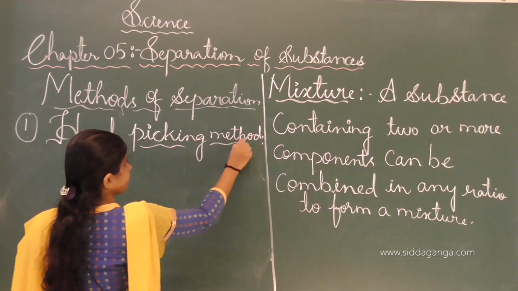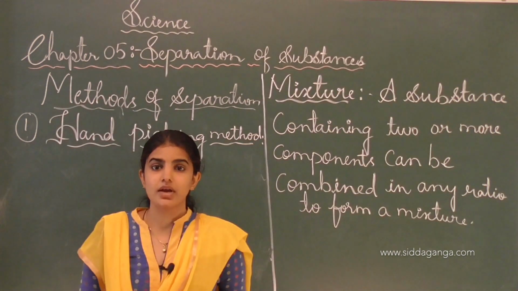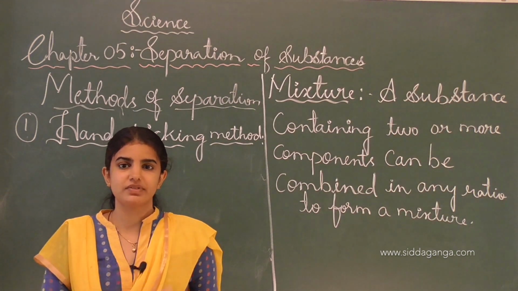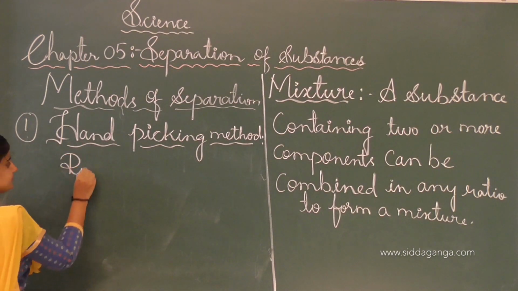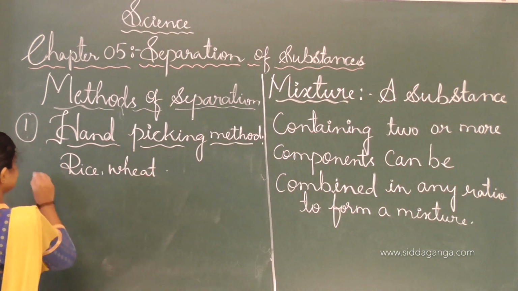Hand picking method. This is the first method. As the name indicates, it is hand picking. By using our hand, we pick the undesirable components which are present in food items like rice and wheat.